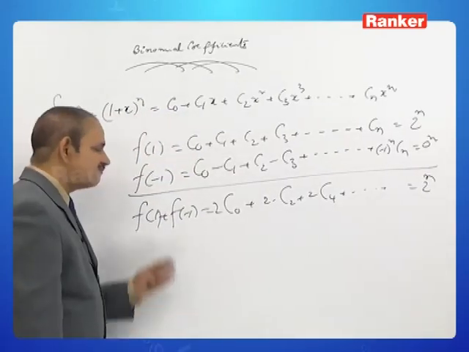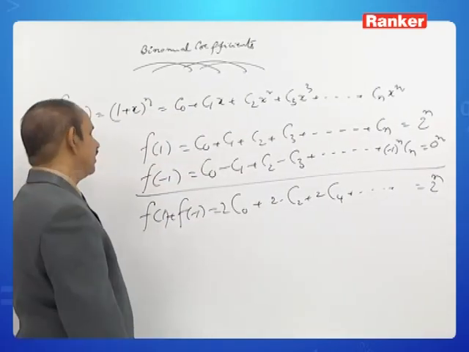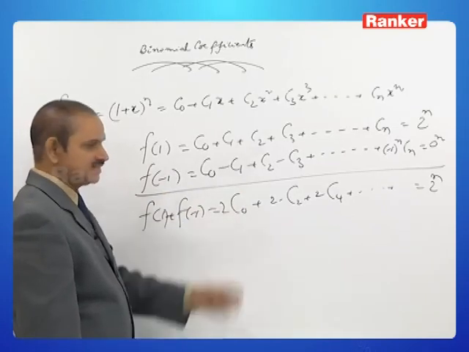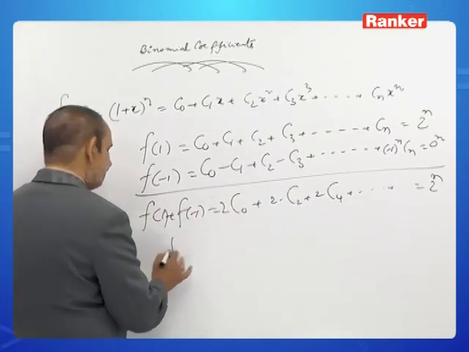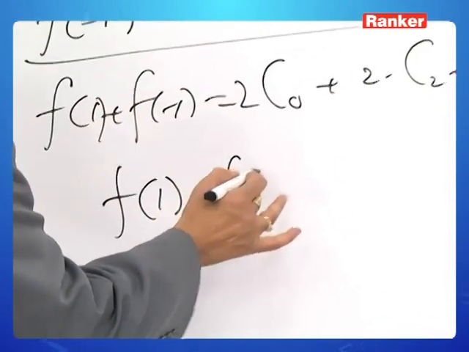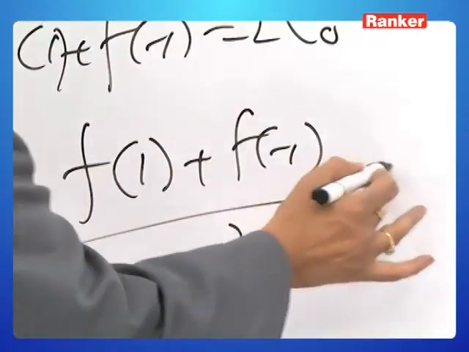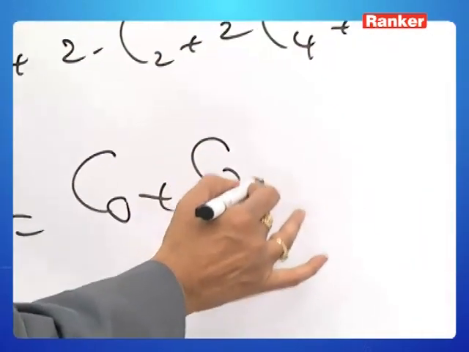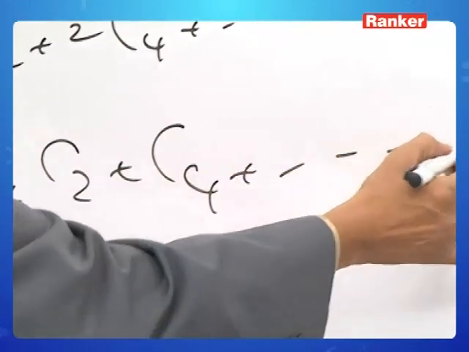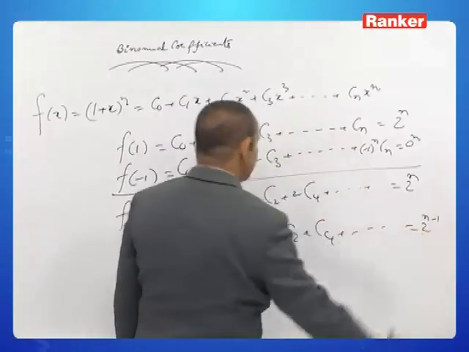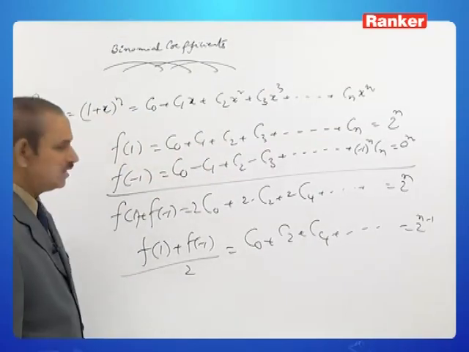If you add f of 1 plus f of minus 1, you get 2 into C0 plus etc. Let me divide throughout by 2: f of 1 plus f of minus 1 by 2. What is that? C0 plus C2 plus C4 plus so on, etc. 2 to the power n by 2 is 2 to the power n minus 1.